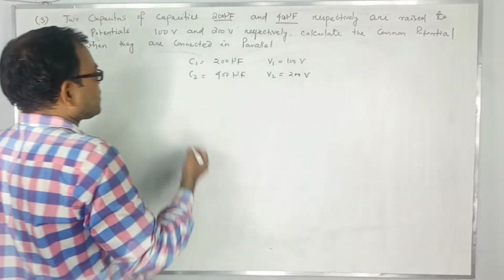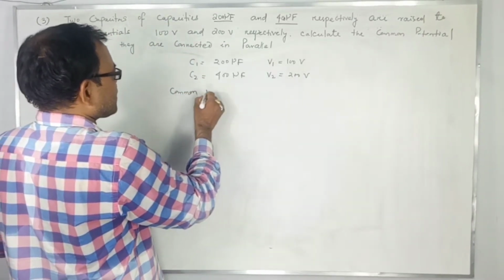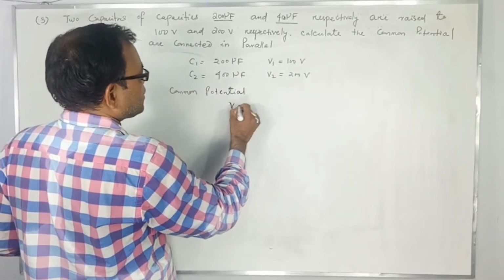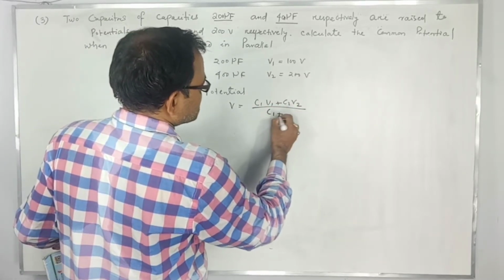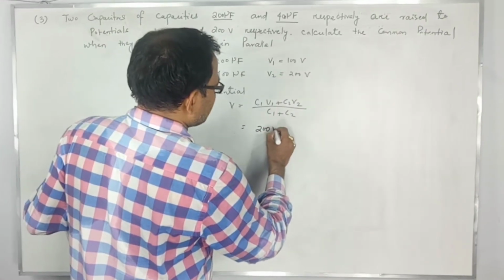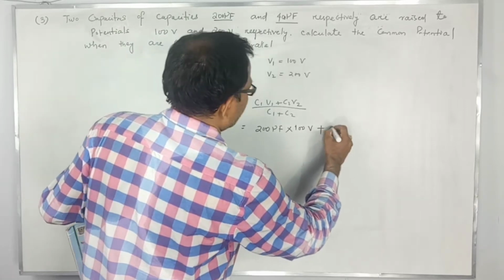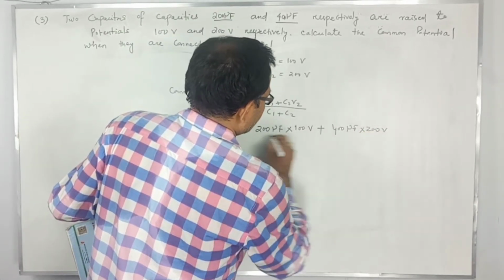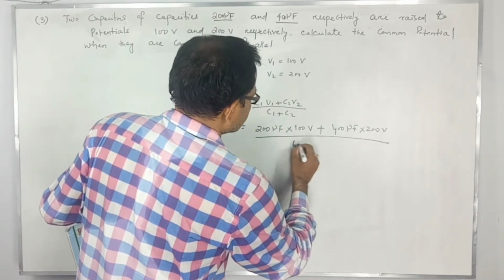Our question is to calculate the common potential. Common potential is equal to, there is a formula, common potential V equal to C1 V1 plus C2 V2 by C1 plus C2. C1 V1 that is 200 μF into 100 volt plus 400 μF into 200 volt divided by C1 plus C2. It is 200 plus 400, it is 600 μF.